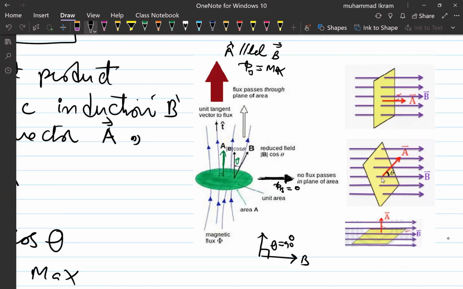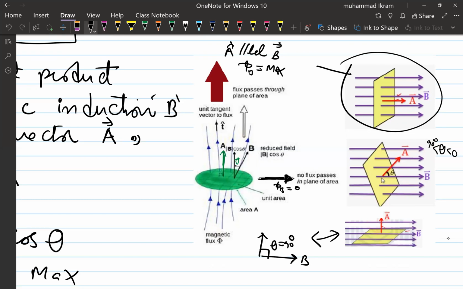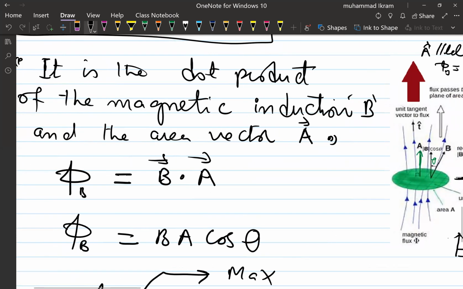Here you see this situation where the flux is maximum and the lines pass through. Here, when theta lies between 0 and 90 degrees, the flux is between minimum and maximum. This situation is demonstrated in this diagram, right? So this is the magnetic flux.